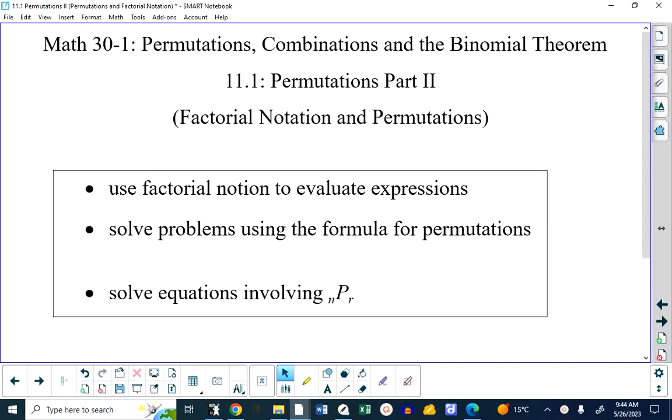I think this is on page 8, isn't it? Yeah. So we're going to use factorial notation to evaluate expressions, solve problems using a formula for permutations, and then solve equations involving permutations. Don't worry about that notation in the third bullet. We'll get to that in a bit.